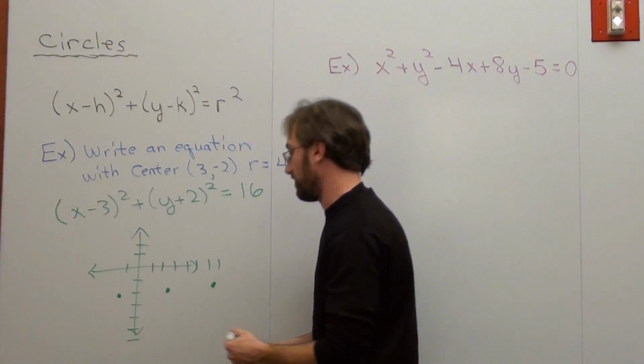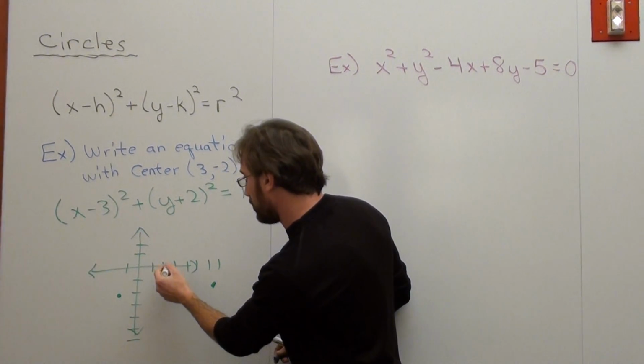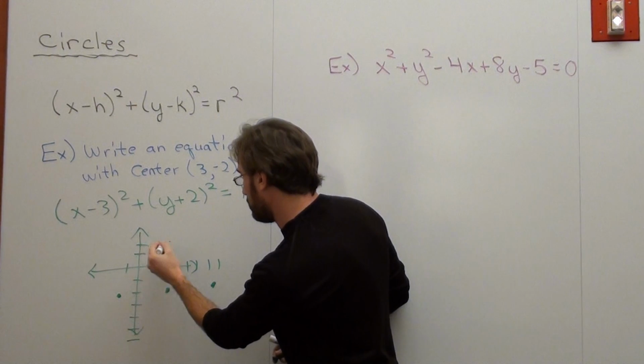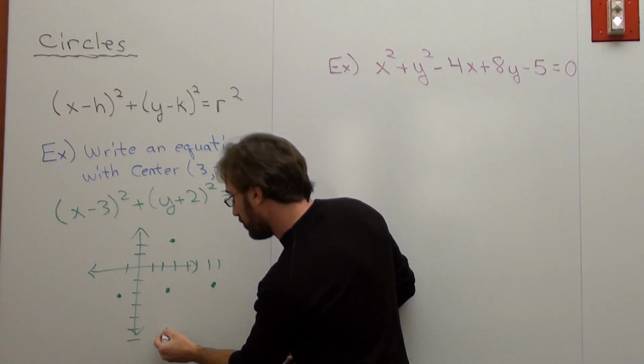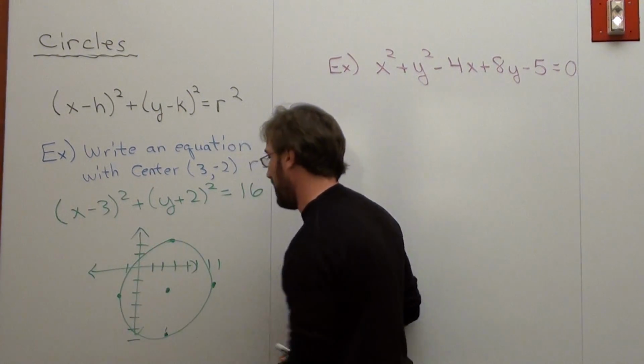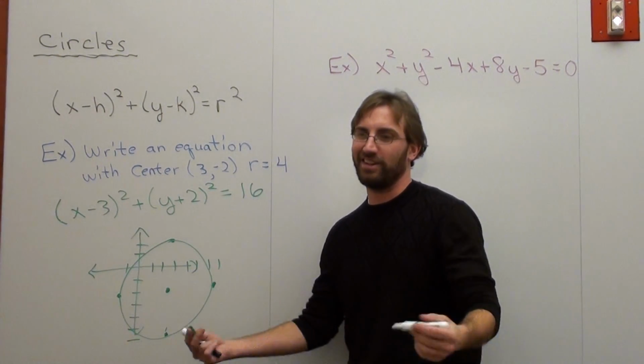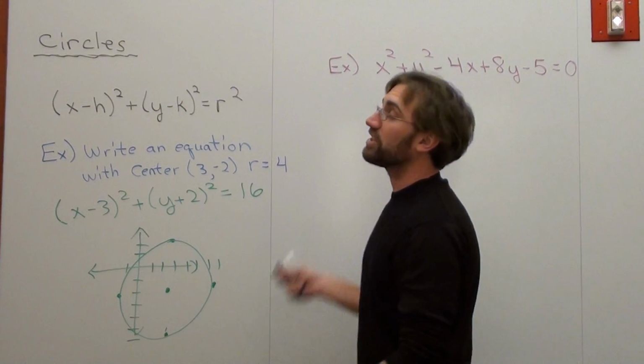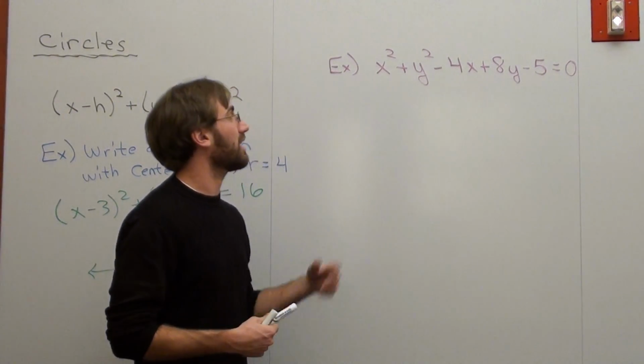It's really hard for me to say the least. 1, 2, 3, 4. And 1, 2, 3, 4. Connect the outside points. Bam! Circle. There you go.